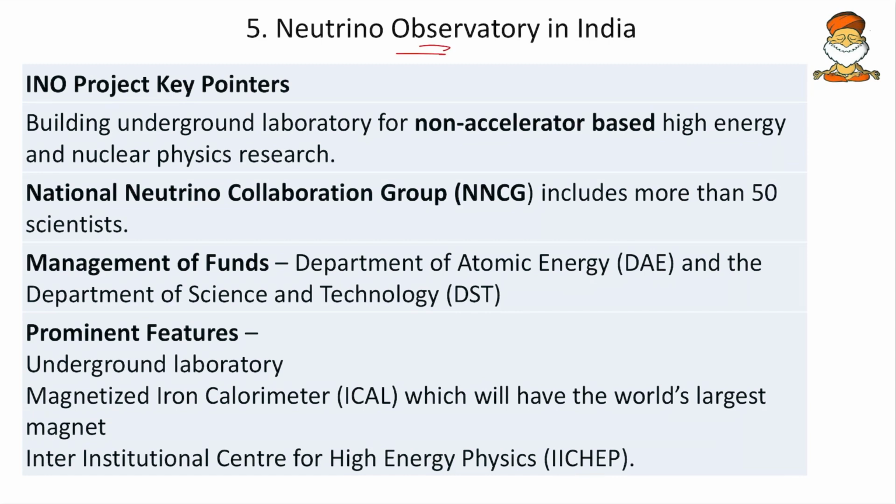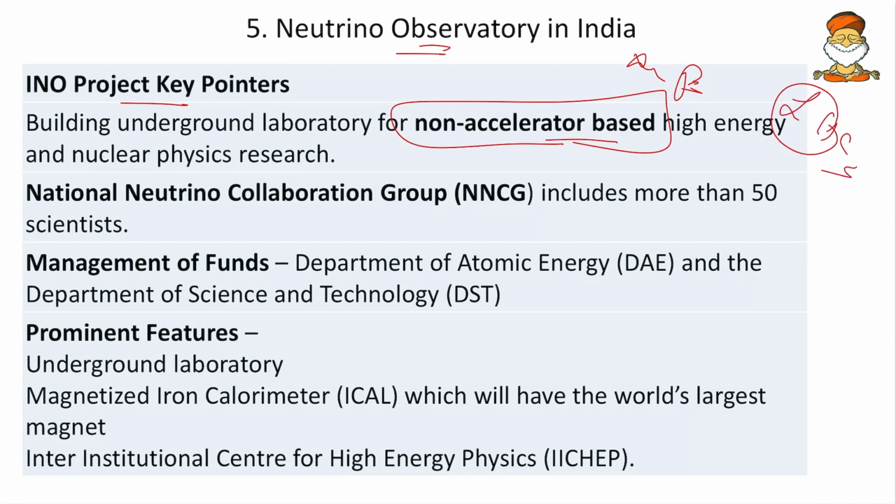So in the West Bodhi Hills in Tamil Nadu, we had planned one, but the Tamil Nadu government has opposed it recently. That is why it happens to be in the news. Now, INO project key pointers. Building an underground laboratory for non-accelerator based high energy nuclear physics research. Non-accelerator based means we are not accelerating any particles, just like we do in the Large Hadron Collider. The National Neutrino Collaboration Group includes more than 50 scientists. Under this group, we are setting up this observatory.